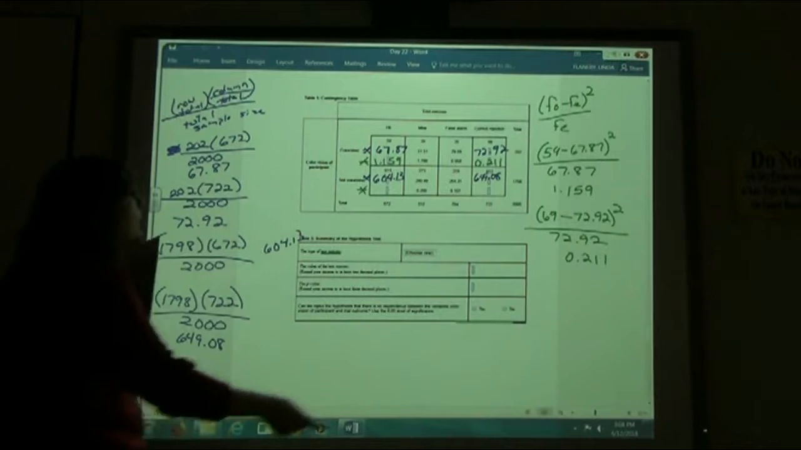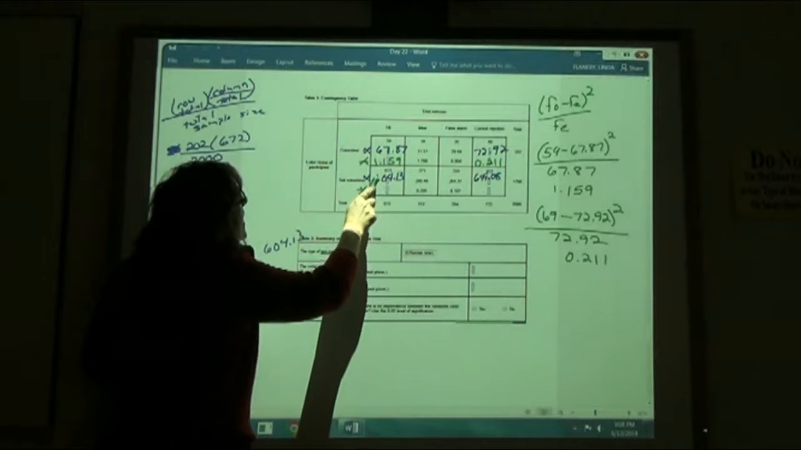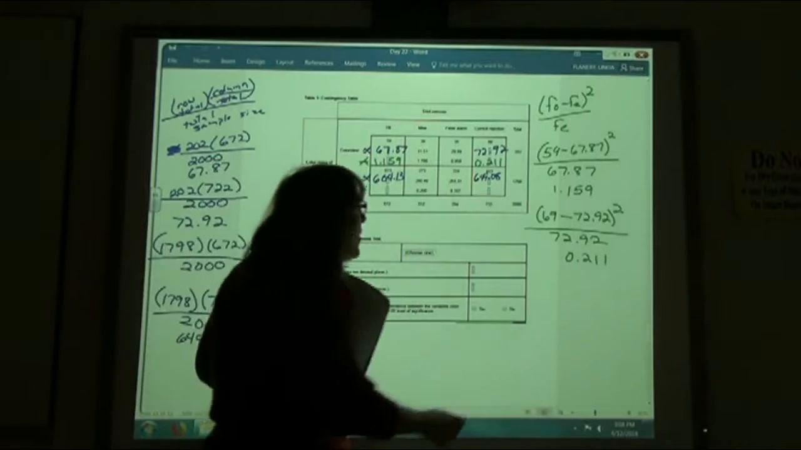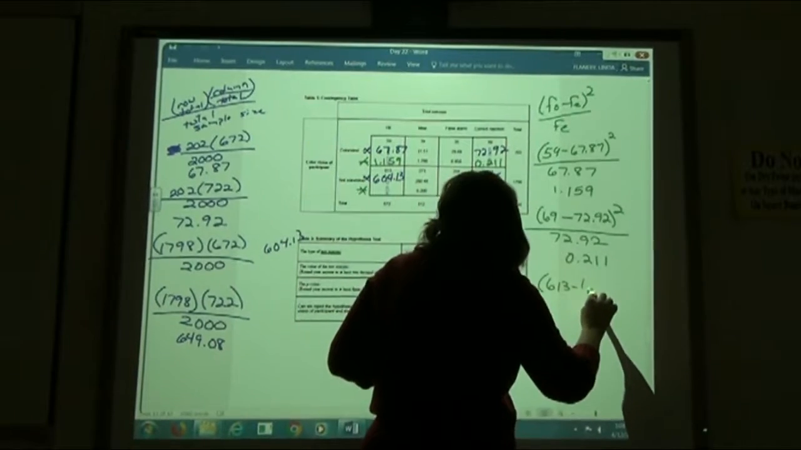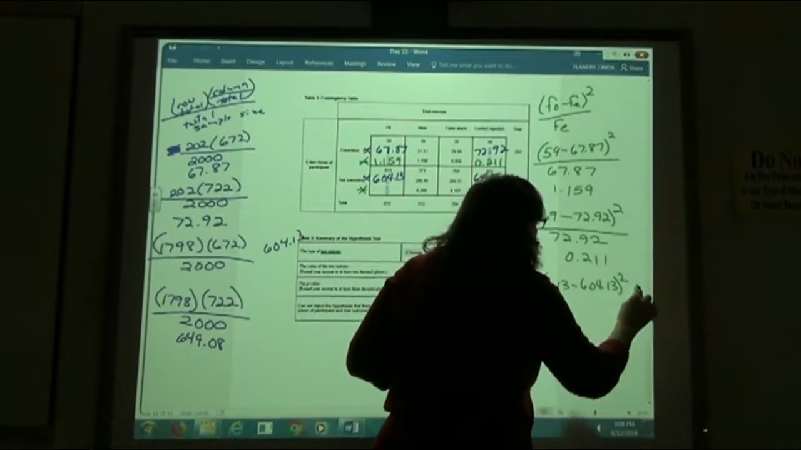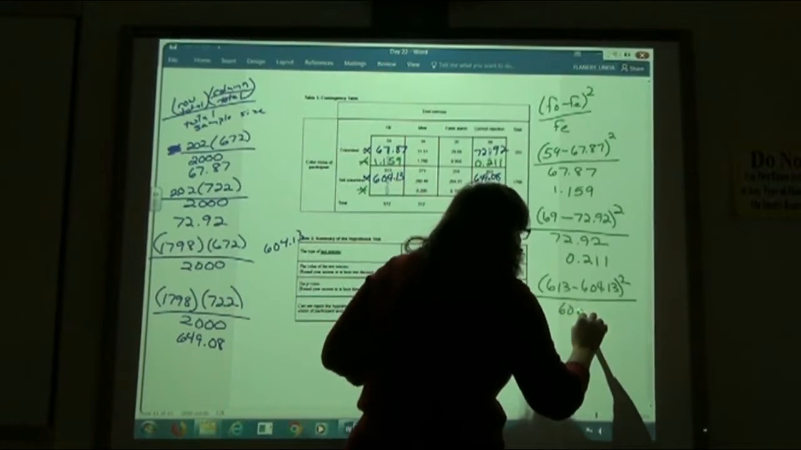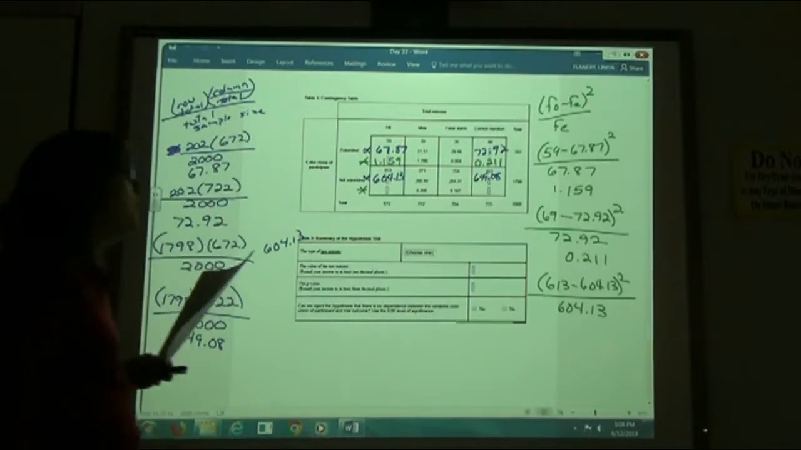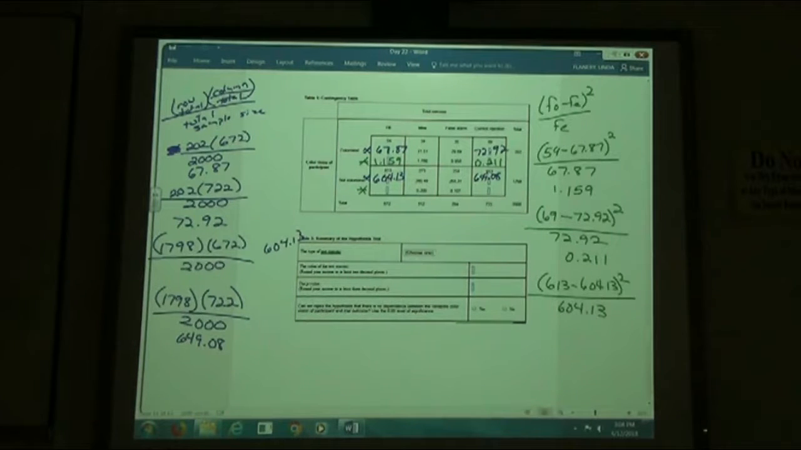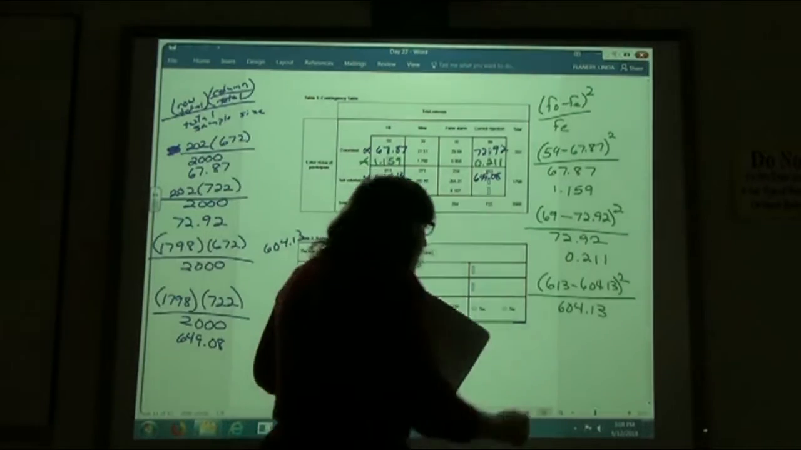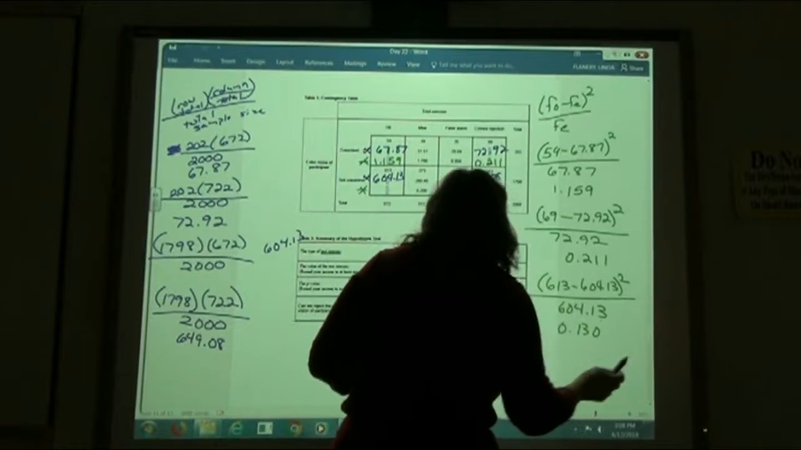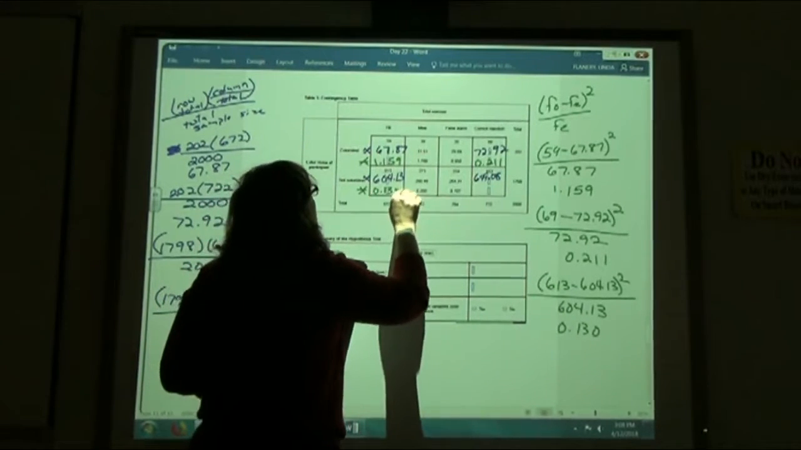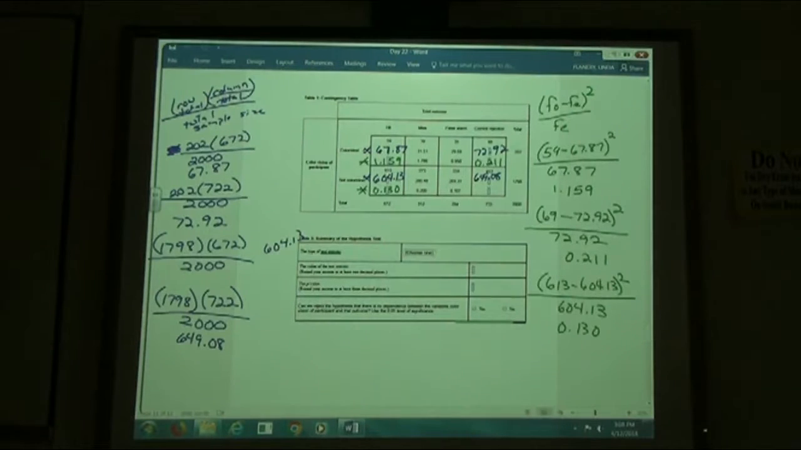The next one, our observed is 613, our expected is 604.13. So 613 minus 604.13 squared divided by the 604.13. The observed minus the expected squared divided by the expected. And again, we're rounding off to 3 decimal places. So we should get 0.130. Make sure you're trying to punch those in and come up with the same numbers I'm coming up with, so you have practice putting them in your calculator.